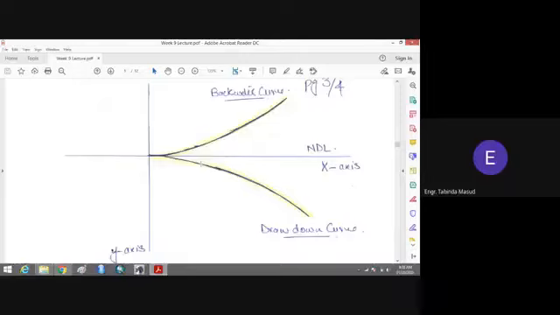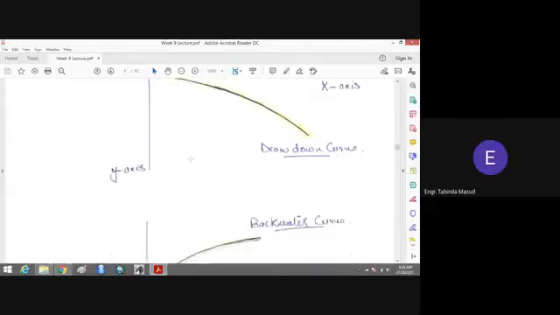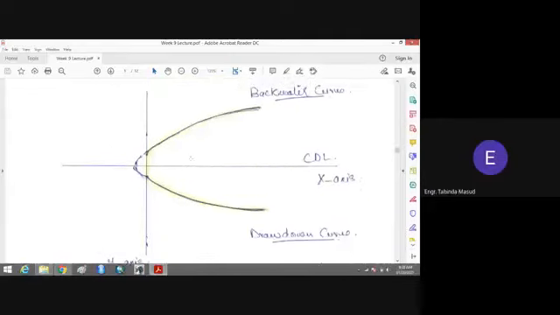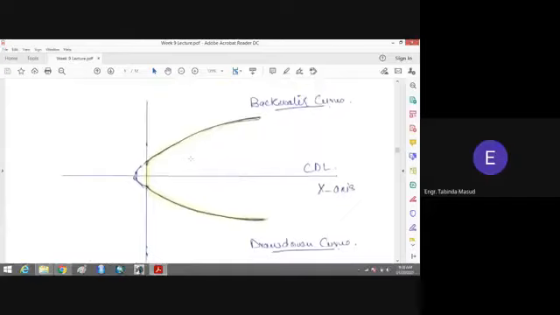What is the shape of the backwater curve and drawdown curve for the normal depth line? You should remember that these curves are actually tangent to the normal depth line. Okay, this is another shape for the backwater curve and the drawdown curve with respect to the critical depth line.